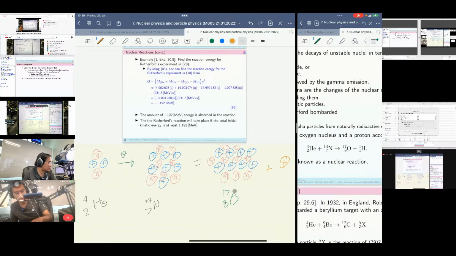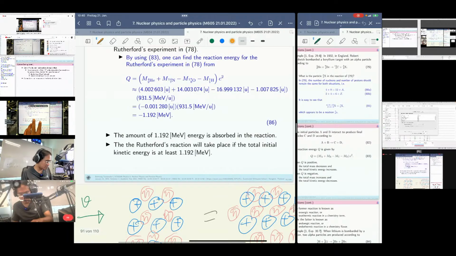We use the reaction formula. Where is that? Here in 83. Okay, we're going to use this expression, and what we found is the following. Of course, the mass of helium-4-2 could be found from this table. Where is that? Here, this table.